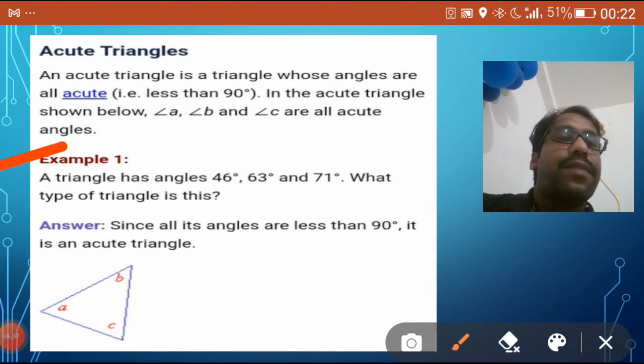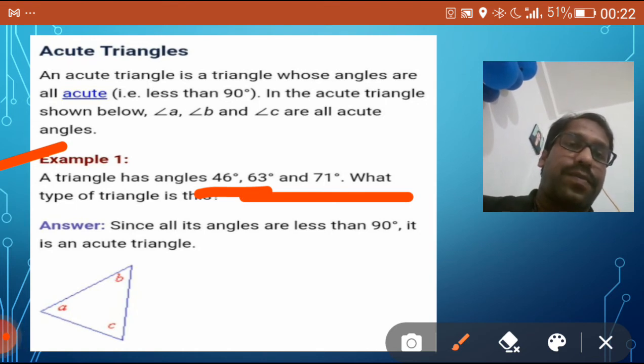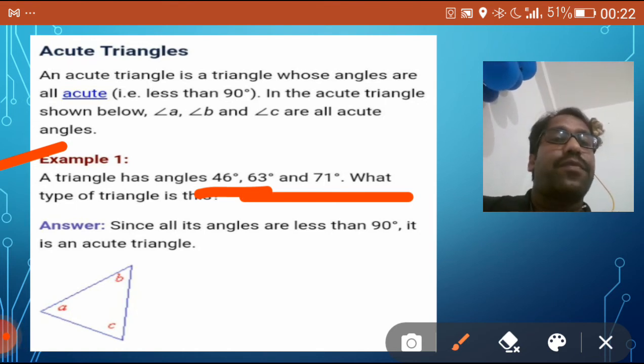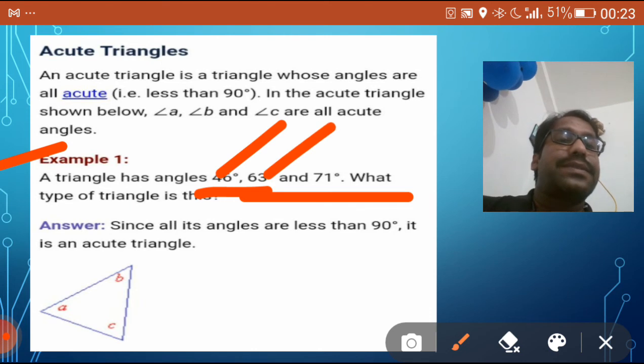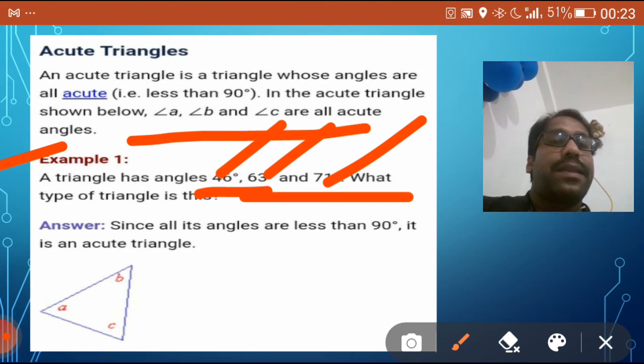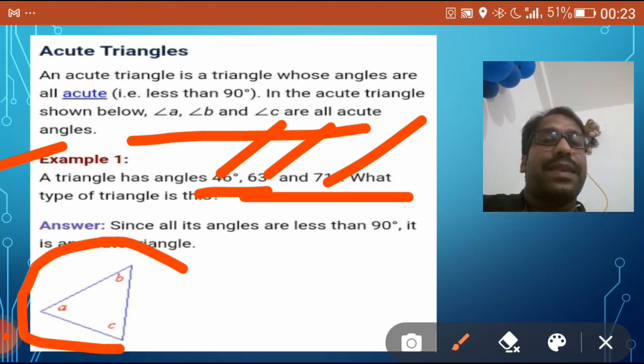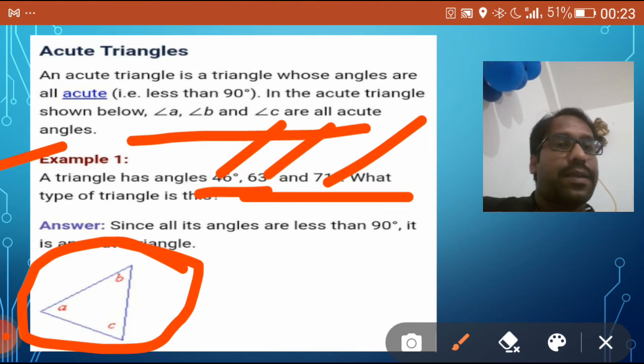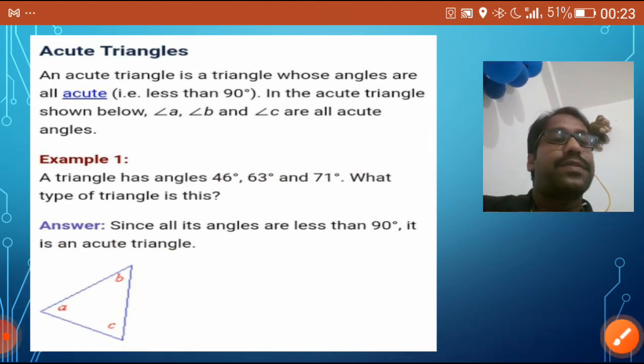In a triangle we have the three angles 46, 63 and 71 degrees. So what type of triangle is it? See, 46 is less than 90, 63 is less than 90, 71 is also less than 90. That means all angles A, B, C are less than 90 degrees. So this is an acute angle triangle.